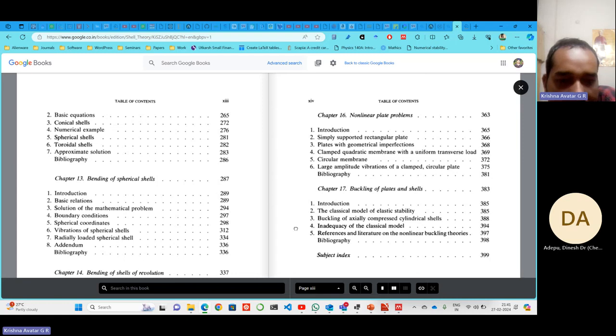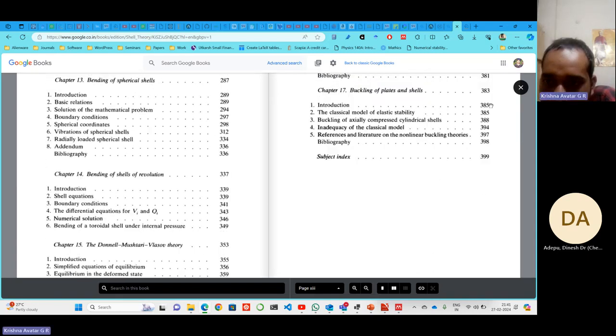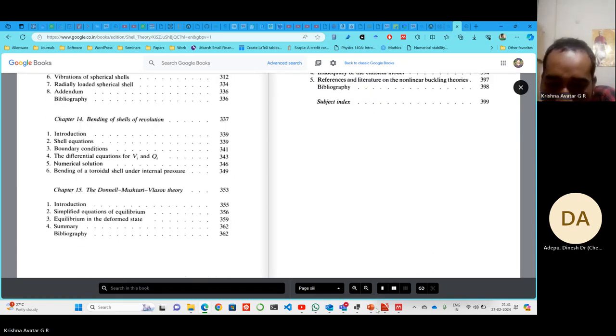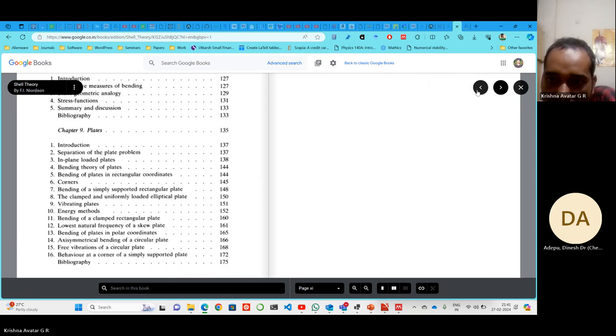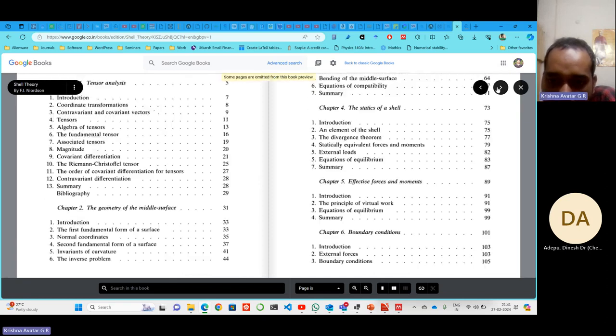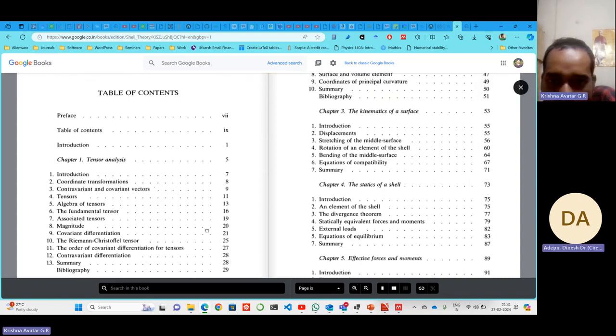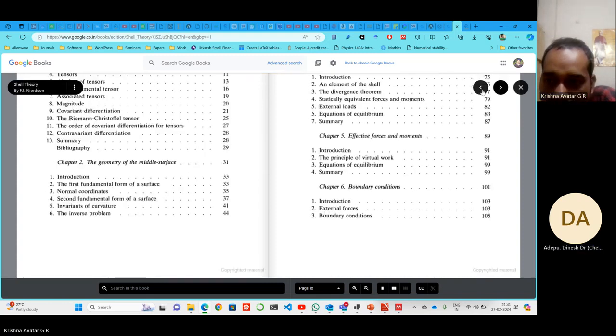Bending of spherical cells. No. Nonlinear buckling of plate cells. I just want to know which relevant section we have to look at. So say we start here, where will the energy functional be?